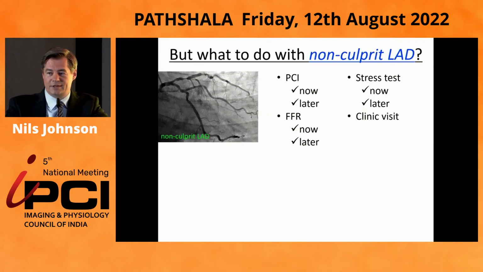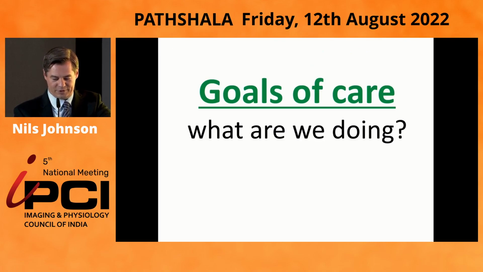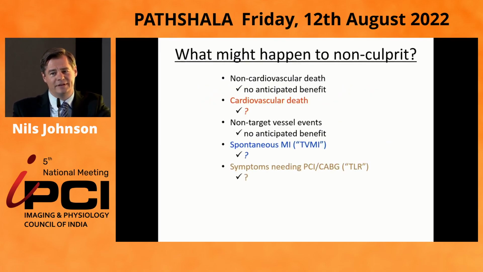As I've shown this case all around the world, people select any one of these various options. I'm sure in your own practices, if we polled everyone here in the room, we would also see heterogeneity of practice. So I'll return to this at the end and show you what I did, but talk a little bit in the interim about the goals and what we are doing. I want to focus on these 5 things that might happen to those non-culprit lesions and think each one of them through.